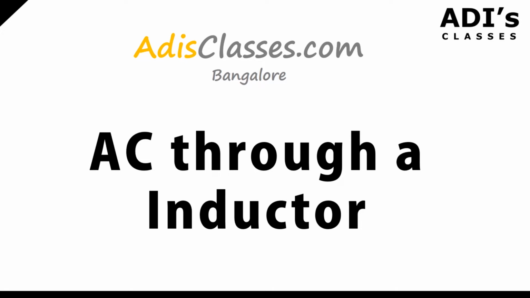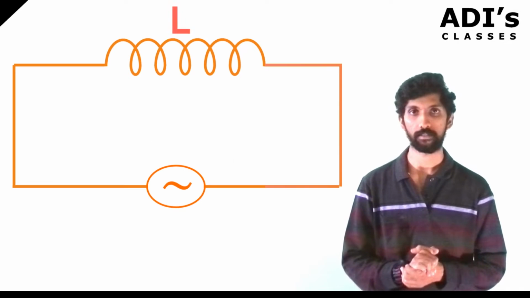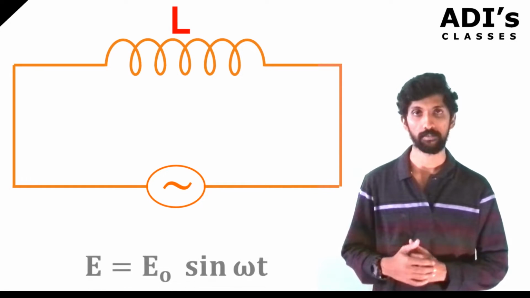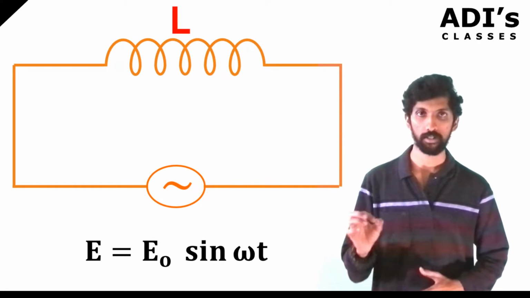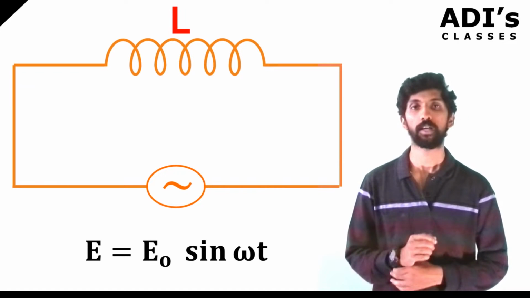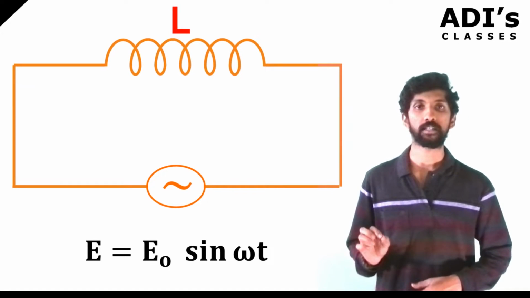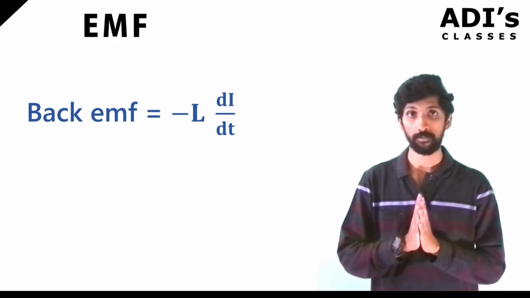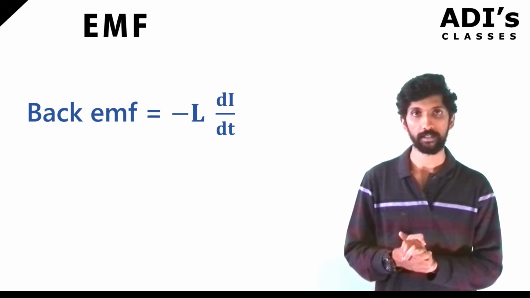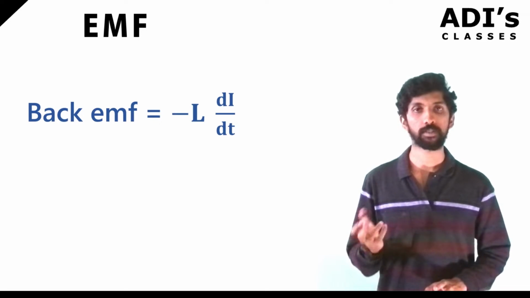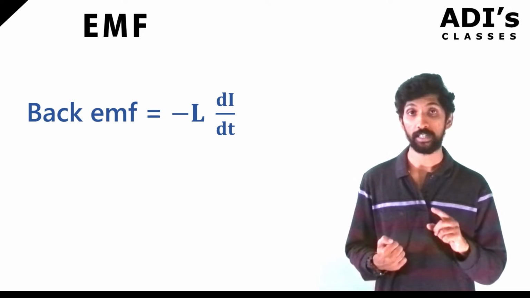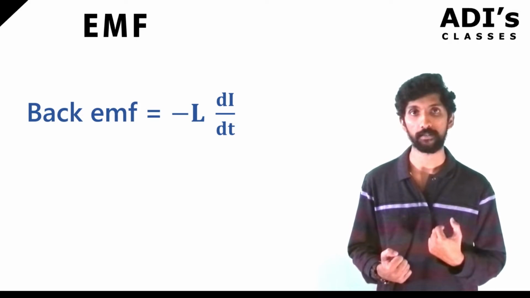Consider a pure inductor of L Henry, and it is connected to some alternating source given by E equal to E naught sine omega t. Now every inductance will have some back EMF, so the net EMF of the whole circuit we need to calculate. Now, the back EMF was given by what? Minus L di by dt, where di by dt is the change in current.